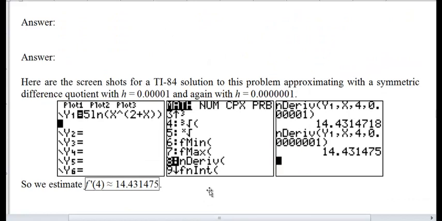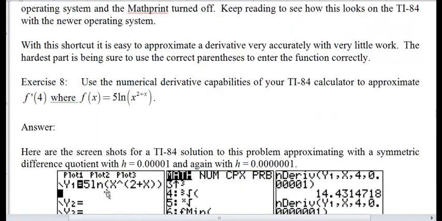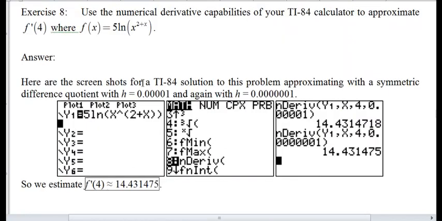Okay, so here's another example using the numerical derivative. Let's do another example here: 5 times ln of x to the power 2 plus x. Put that in as y1. Then go to the home screen, numerical derivative, y1, x, 4, because we're doing the derivative at 4, and put in an h. Here I've done it with a couple of different h's, really small h's, and we've got some answers.